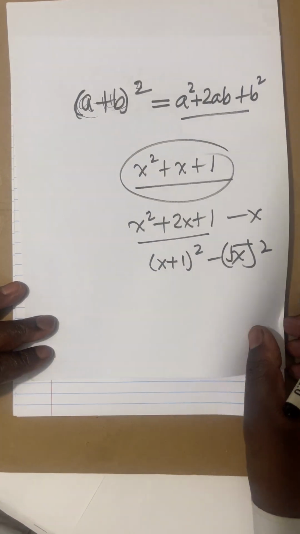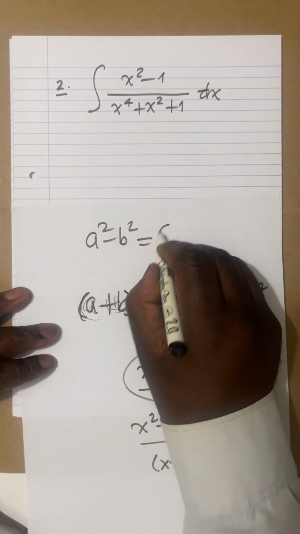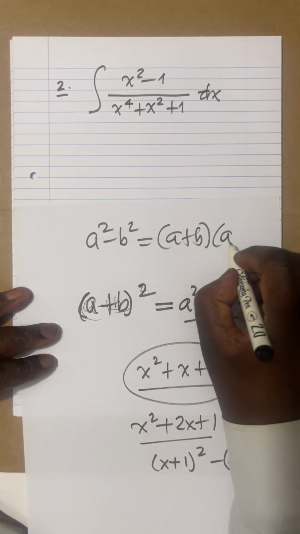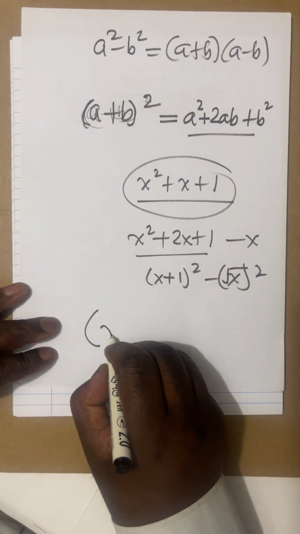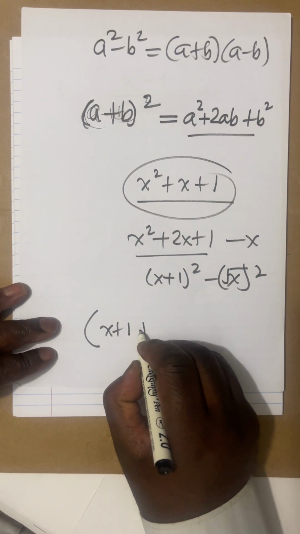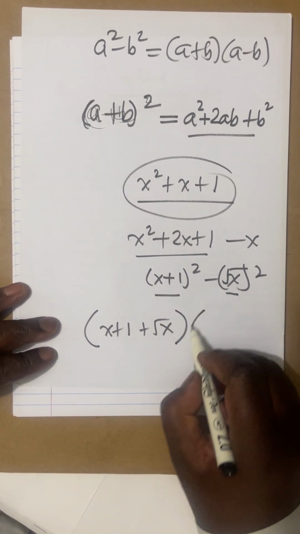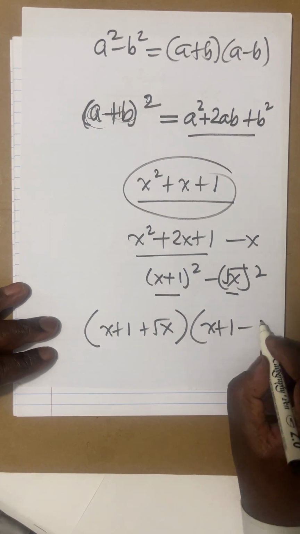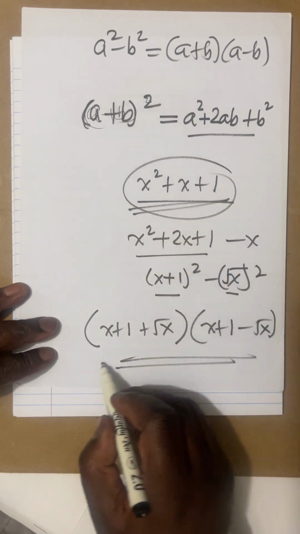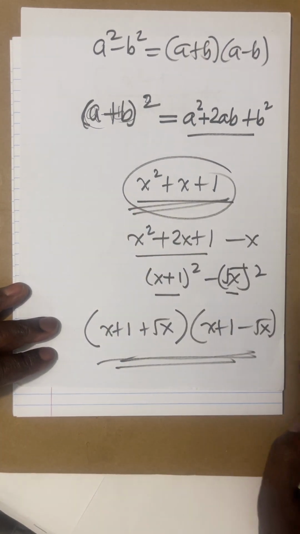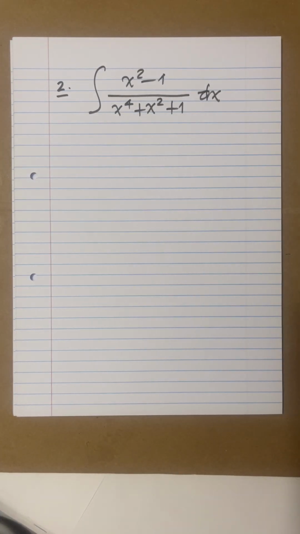Well, we know that if you have this, the answer is going to be a plus b, a minus b. So if I'm required to factorize this, I'm going to have x plus 1 plus the square root of x in one bracket, and then in another bracket I'm going to have x plus 1 minus the square root of x. That is the factorization of this expression here. You can expand this and it's going to give you that. So this is the kind of trick that is hidden here.